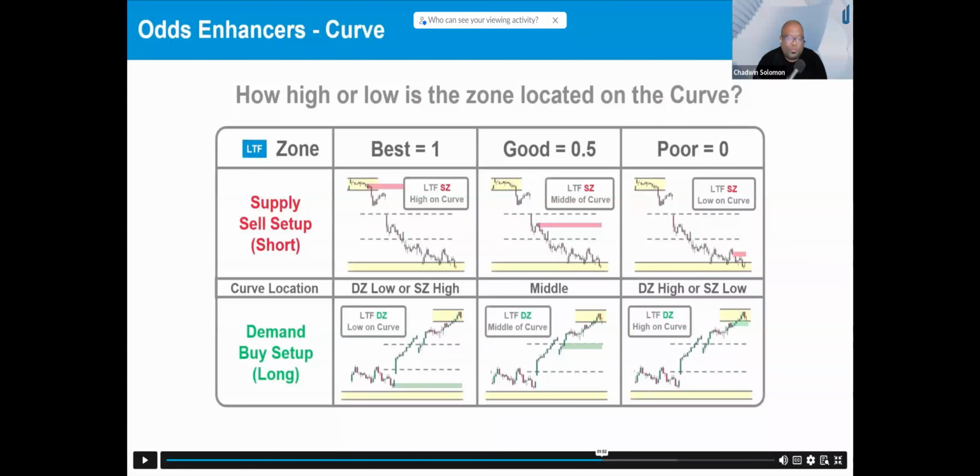Now, the main thing I want you to see here is the question: how high or low is the zone located on the curve? I want you to see what is actually being asked so that you can understand the importance of it. Part of your strategy is to ask yourself about your entry zone. Where is that entry zone on the curve?